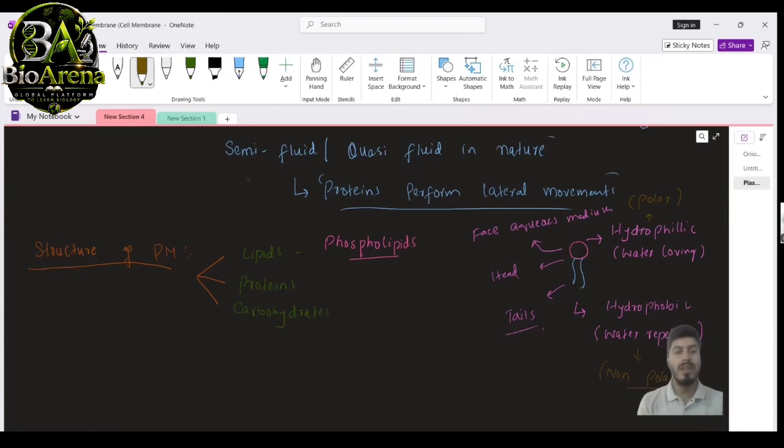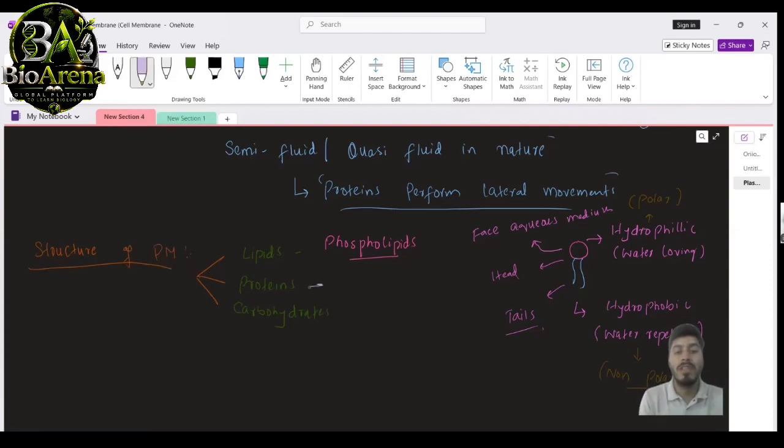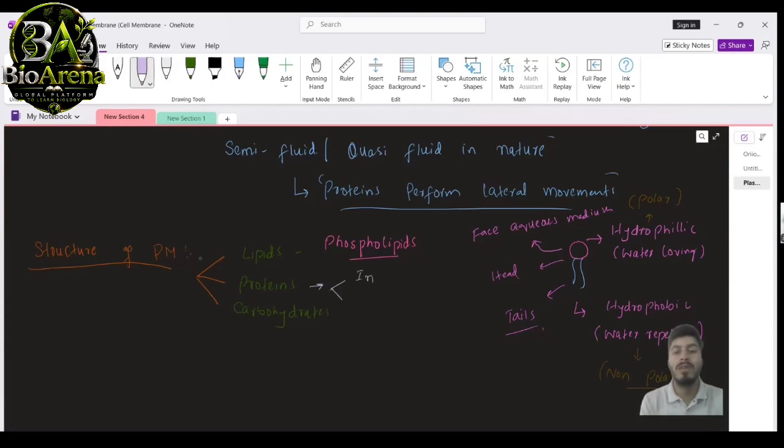Now let us talk about the second component, the proteins. The proteins can be integral, meaning they are buried inside the plasma membrane or lipid bilayer. And they can be peripheral, meaning they can be towards the outer side. We will learn about those.